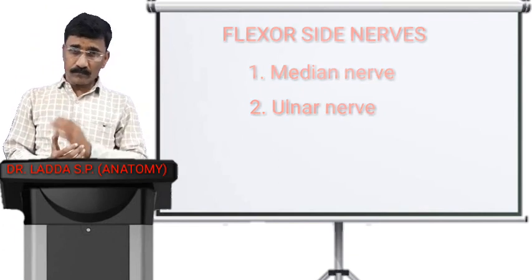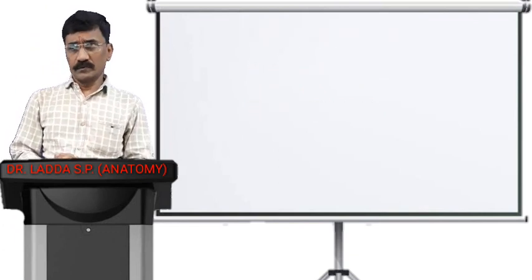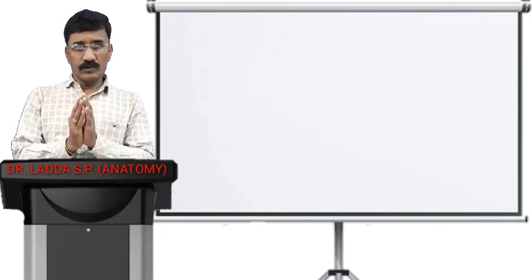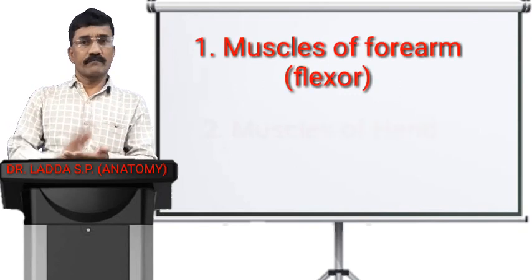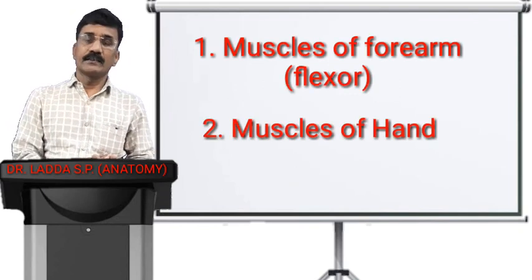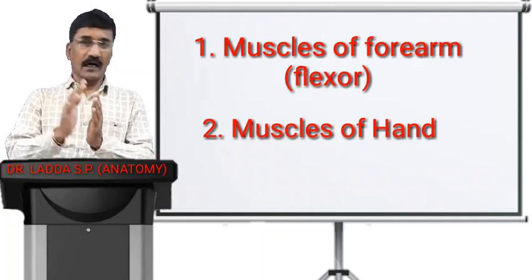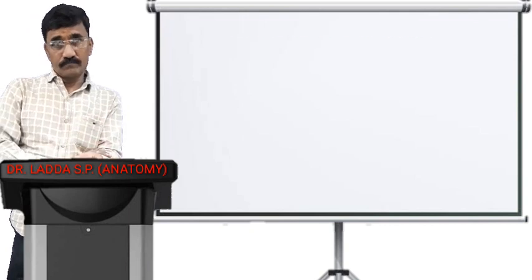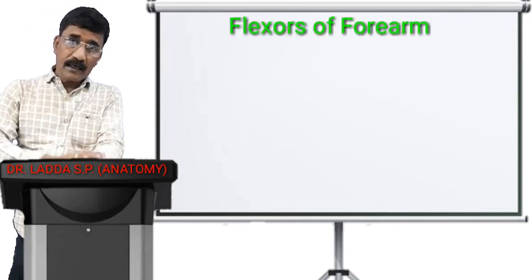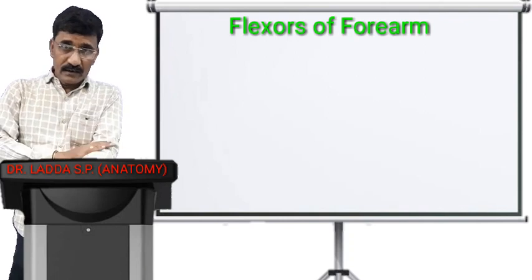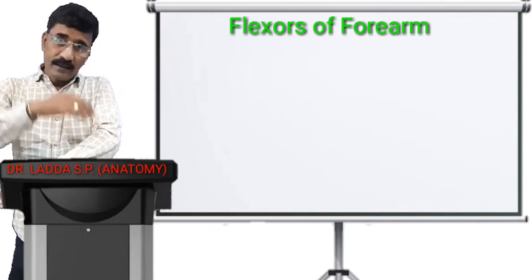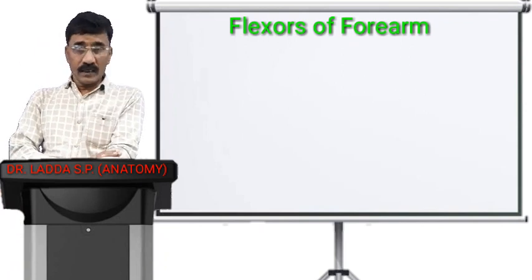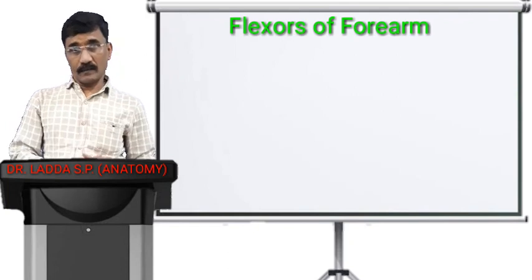So before proceeding with the nerves, it is wise for you to have the knowledge of muscles of forearm and muscles of hand, so that it will become easy for you to put both these ulnar and median nerve in a simple way. So this forearm has a flexor part and an extensor part. We will deal with the extensor part in further videos, but in today's video we are going to deal with the muscles of the flexor compartment.